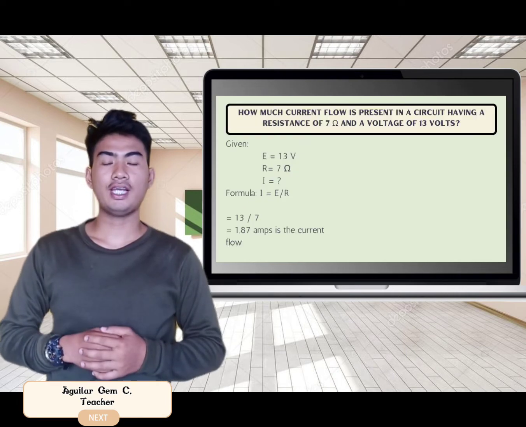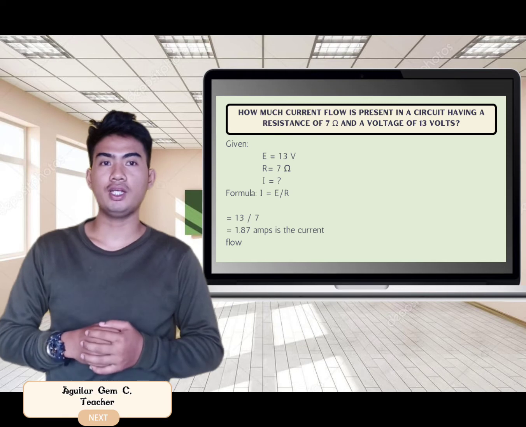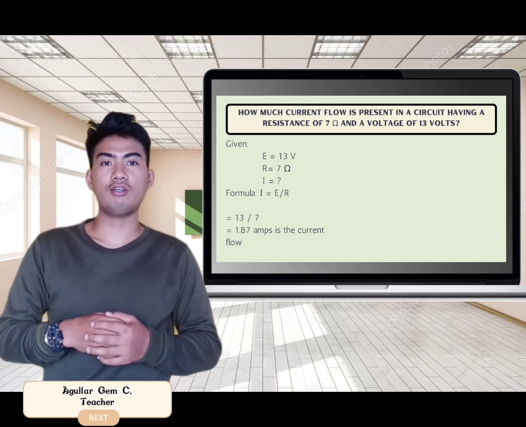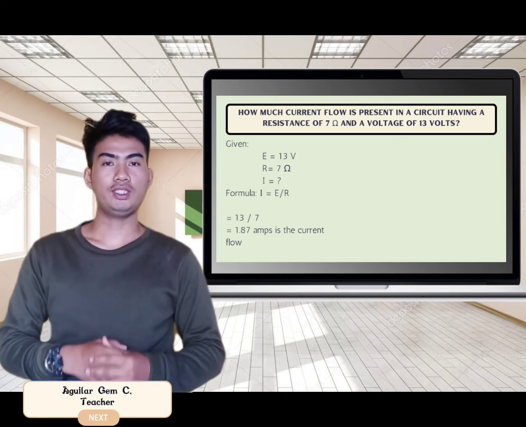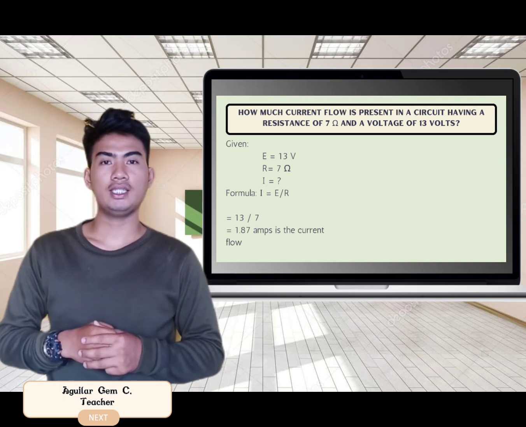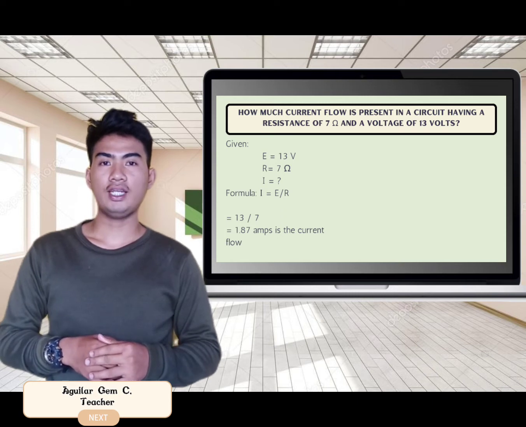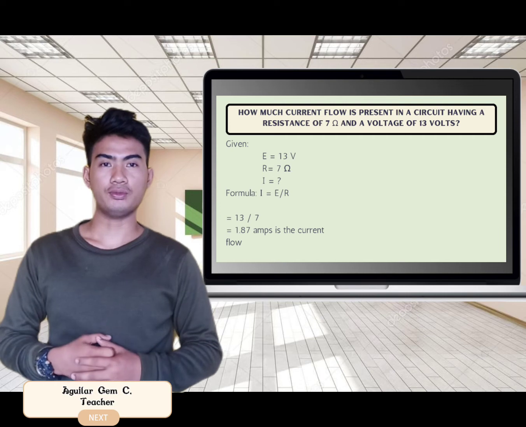I have here an example for better understanding. So, how much current flow is present in a circuit having a resistance of 7 ohm and a voltage of 13 volts? Step number 1, identify the given. So, which is the 7 ohm, 13 volts, and the current flow, which is what is asked in the problem. By simply identifying those givens, you can easily identify what formula you're going to use.